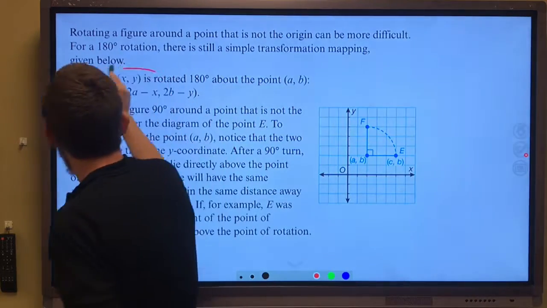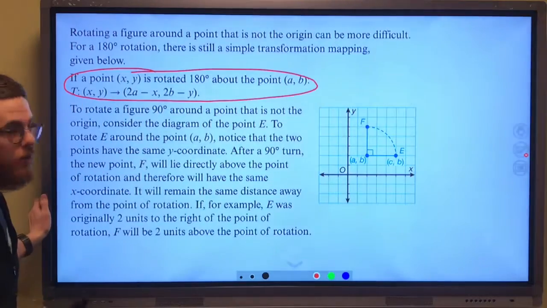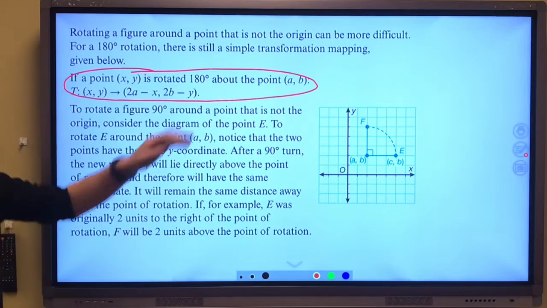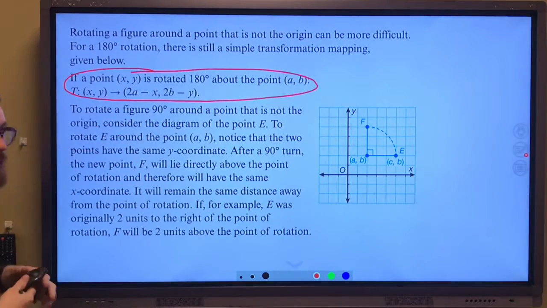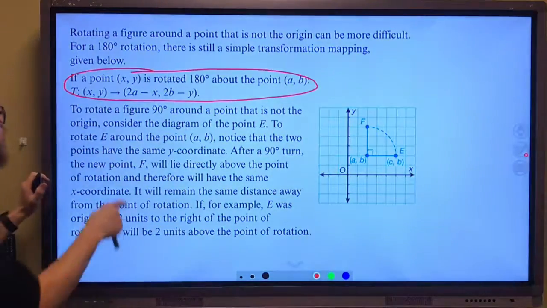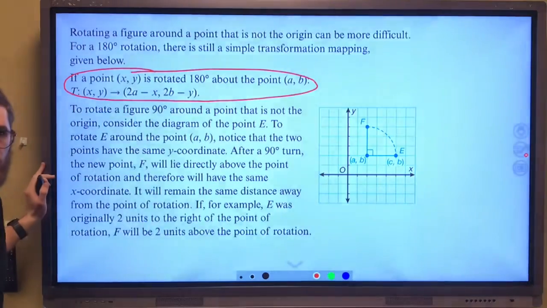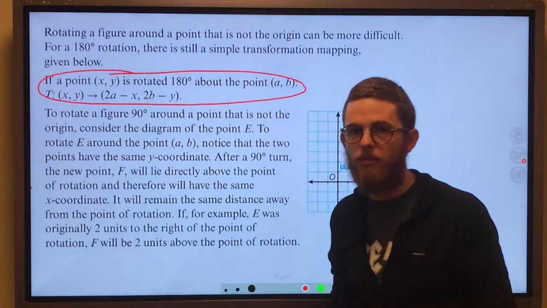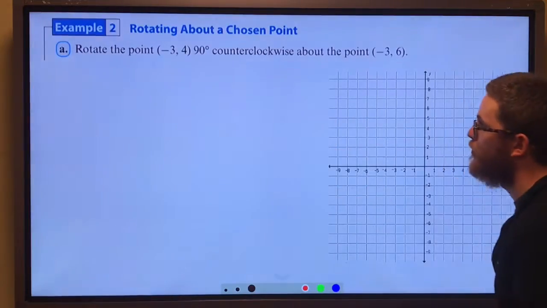Also, another fact for us to know: if we want to rotate 180 degrees about some point, it doesn't have to be the origin, any point (a, b), well, our point is going to be transformed to (2a - x, 2b - y). Okay, so that's another really, really helpful fact. Write that down. We're going to use that also.